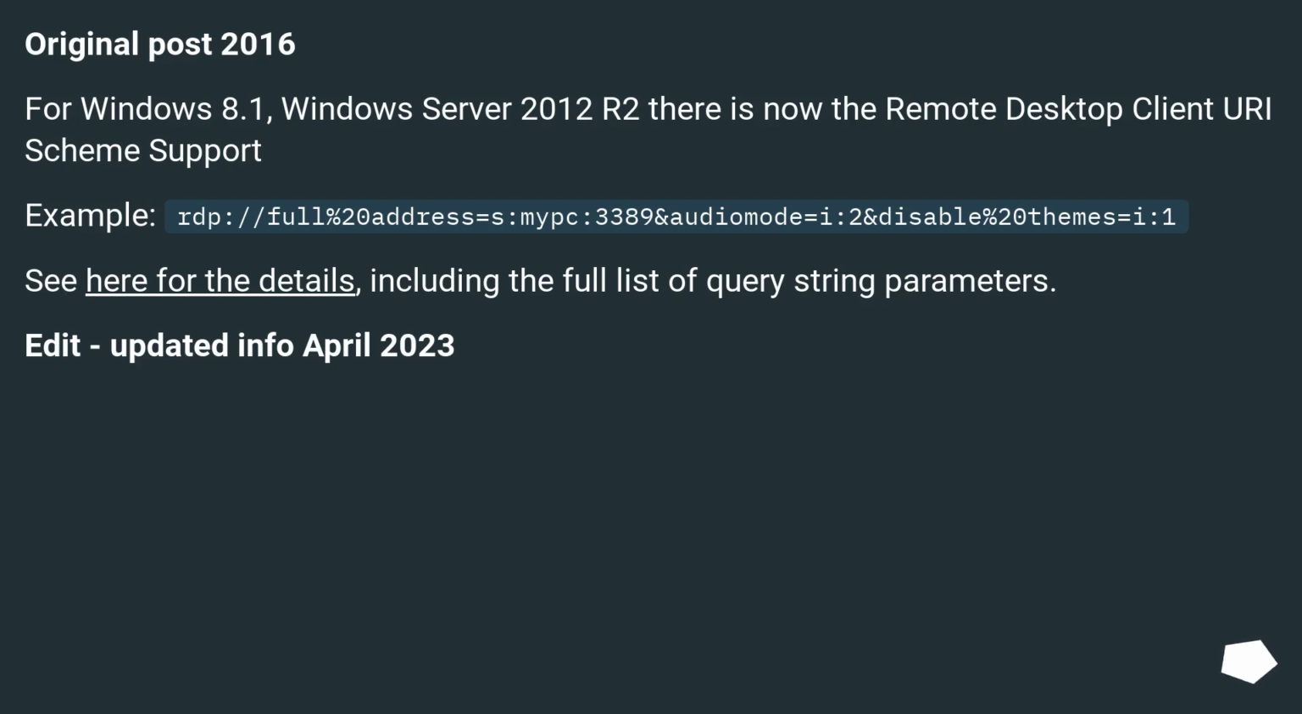Original post 2016. For Windows 8.1, Windows Server 2012 R2, there is now Remote Desktop Client URI scheme support. Example: rdp://full%20address=s:IP:3389&audiomode=i:2&disable%20themes=i:1. See here for the details, including the full list of query string parameters. Edit: updated info, April 2023.